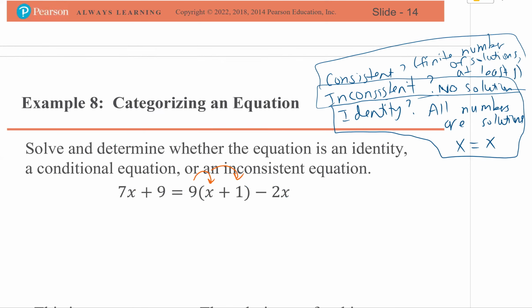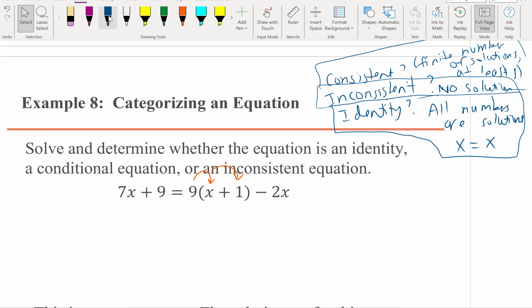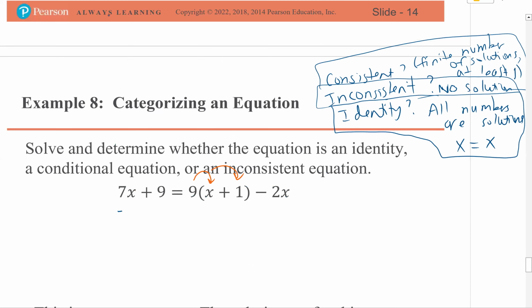If I see some grouping symbols or like terms, I'm going to combine or group them. The left side of this equation, similarly to the last one, there's nothing I can really do. But now on the right side, I distribute the 9. 9 times x is 9x. 9 times 1 is 9. Then I've got this minus 2x.